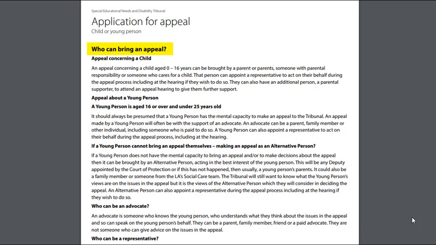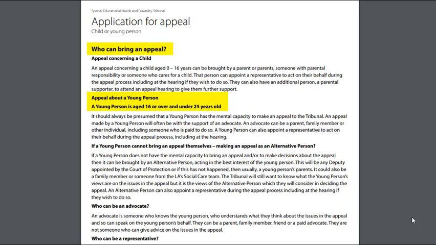If you have passed the last Friday in June of the school year in which your child turns 16, then the right of appeal passes to them. An appeal made by a young person will often be with the support of an advocate, or they could appoint a representative to act on their behalf during the appeal process, including at the hearing. The term advocate is also explained further down this page, but we will look at this role in our video of Section 7.